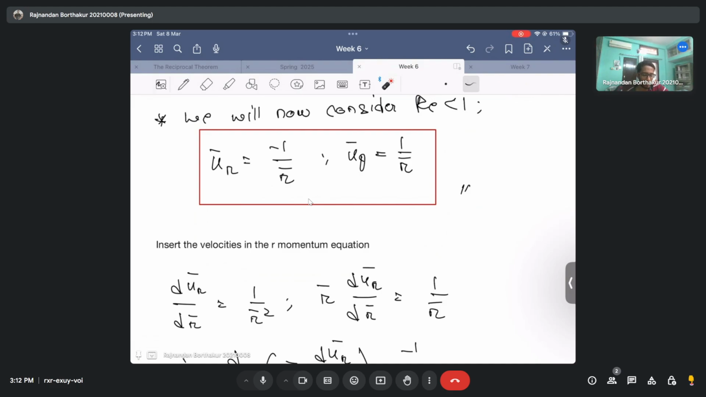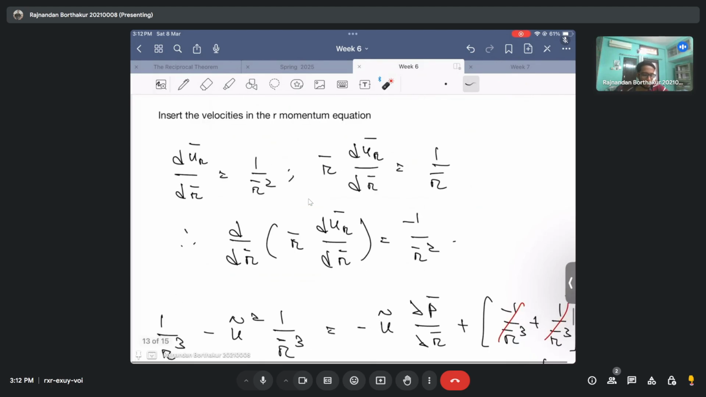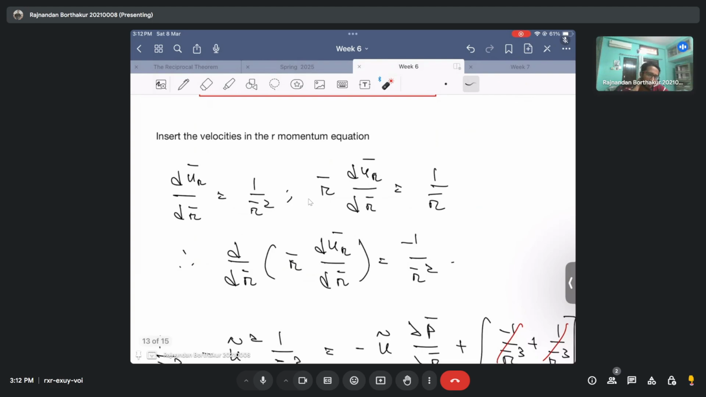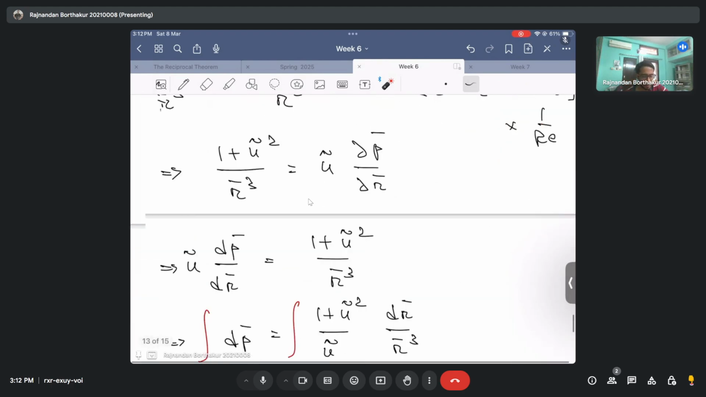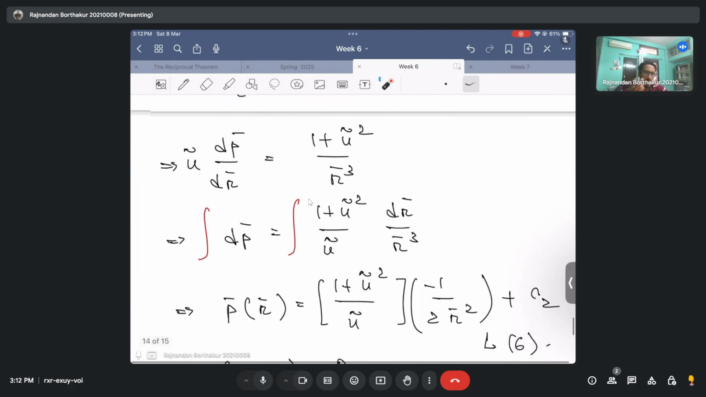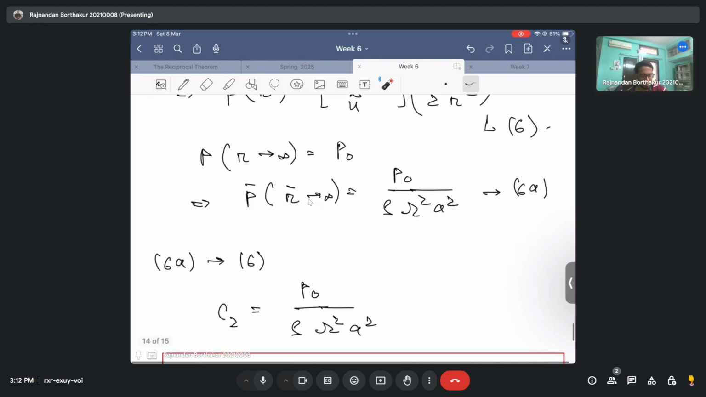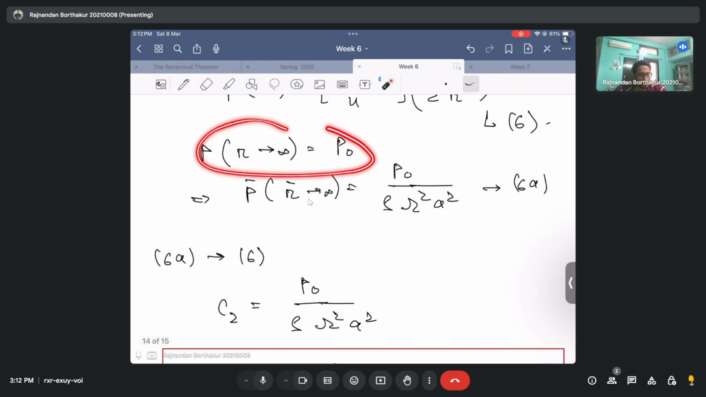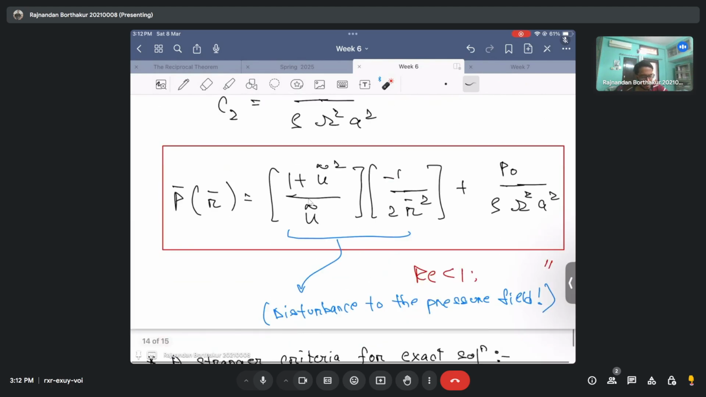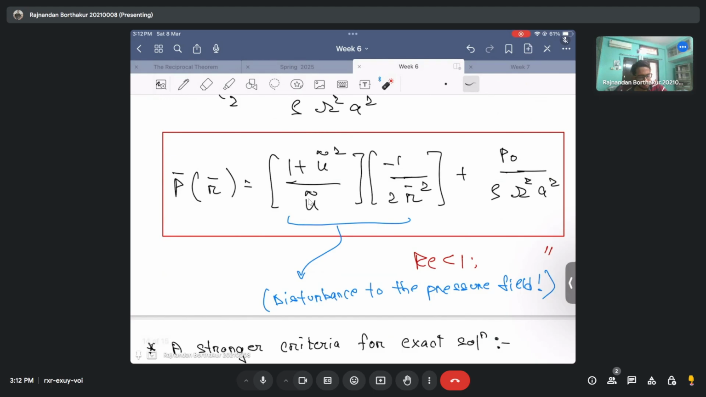And then what we did is, for Reynolds number less than 1, we also evaluated pressure. The way we did that is, we inserted the ur and u theta expressions of the velocity field into the r momentum equation, because recollect that in the r momentum equation we have pressure, and pressure will also vary along the r direction, and that's the only direction in which variation of pressure is possible. So we evaluated pressure by integrating the r momentum equation once with respect to r, and then using the fact that at far field pressure is just a constant value p naught, which gave us the solution for pressure of this form, to be precise.